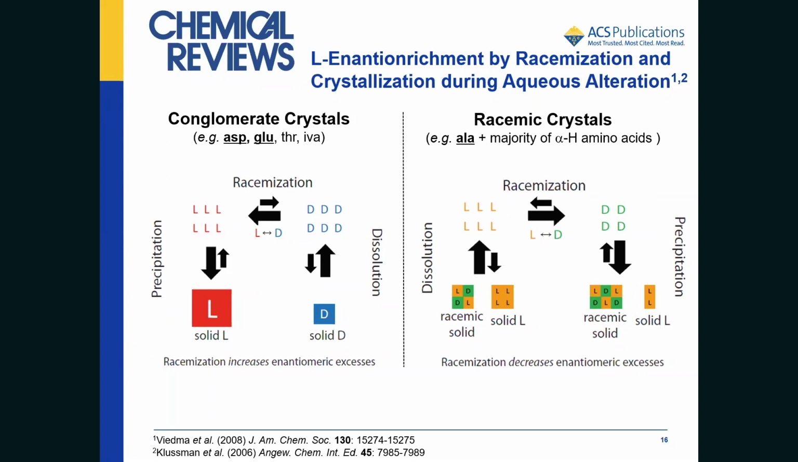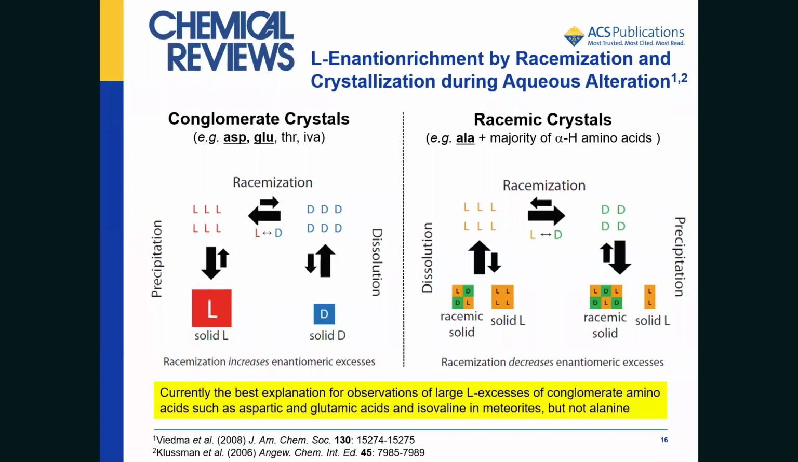Now, in contrast to the conglomerate crystals, racemic crystals, which interestingly enough, alanine is one of those, which only forms crystals that are racemic mixes, would eventually be driven towards a more racemic mixture, even with a slight excess. And so again, this may be explaining why we do see these large L excesses with aspartic and glutamic acid and isovaline, but not in alanine. Again, I just summarized that in words, but right now this is our best explanation for how you get these large L excesses of some, but not all amino acids.